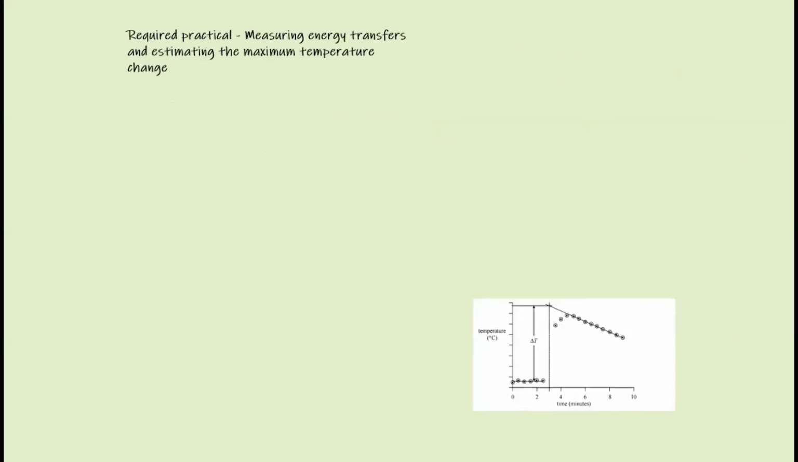So the next thing we're going to look at here is the required practical, measuring energy transfers and estimating the maximum temperature change. This experiment you will do as a required practical at school. The key thing about this is knowing a method which allows you to estimate or approximate a maximum temperature from drawing a graph, which you probably will have already seen at the bottom here. We'll be looking at that in a moment.